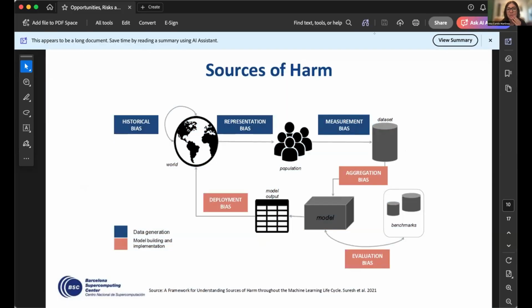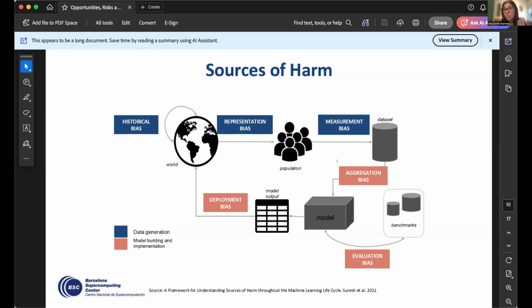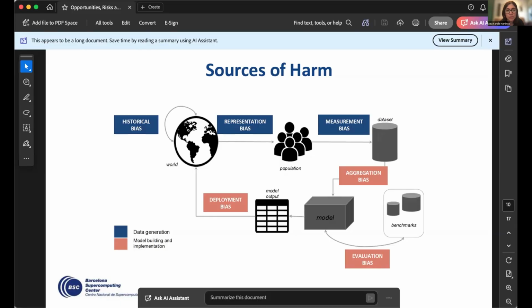When we talk about bias, this is a pipeline of what would be a traditional AI-based system. We have this first layer where we are generating our data based on the data that we are collecting, and then the different steps until creating our data set, to then design our model, evaluate it, and finally release it, deploy it, and use it in a real world environment.